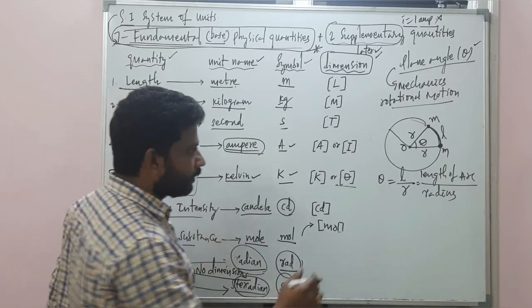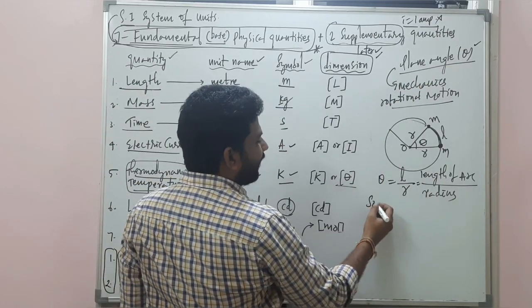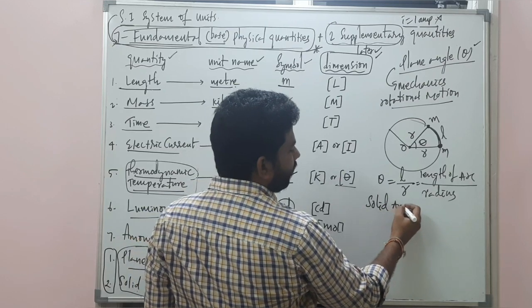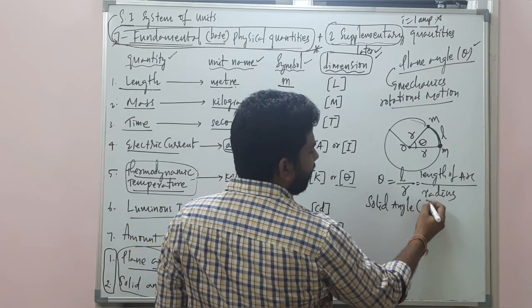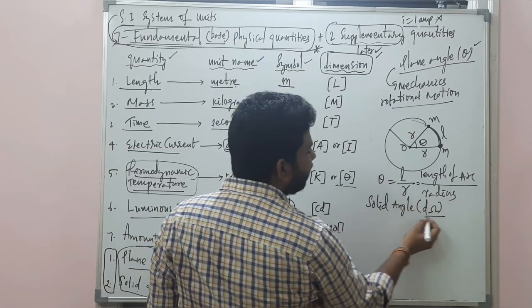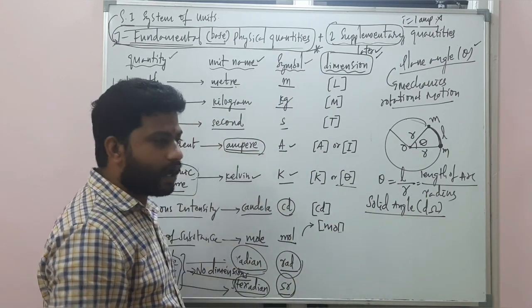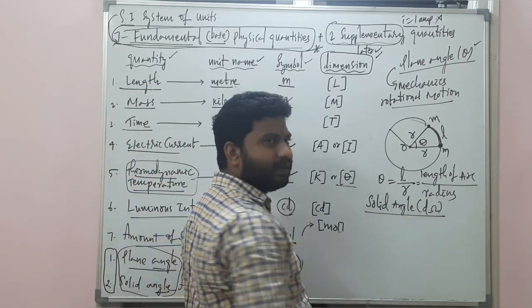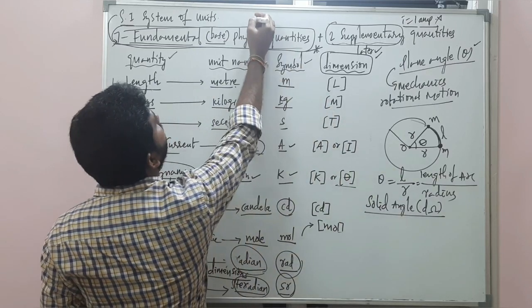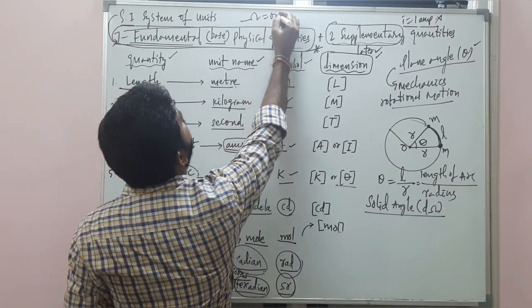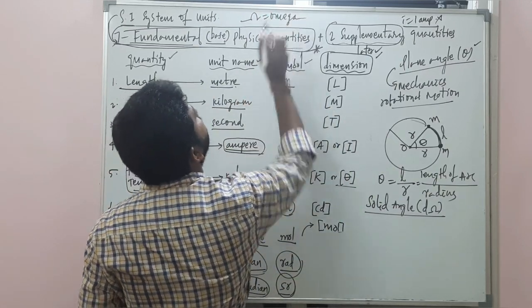Now, solid angle, let's come back here. Solid angle. It's so simple. Solid angle is denoted with the symbol d omega. What is that symbol here? Its symbol is omega. See, I'm writing here. It is omega. It's a Greek symbol, omega.